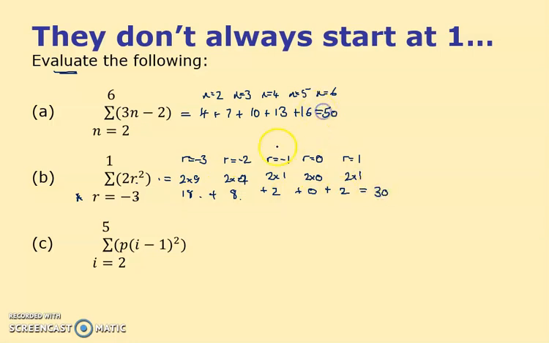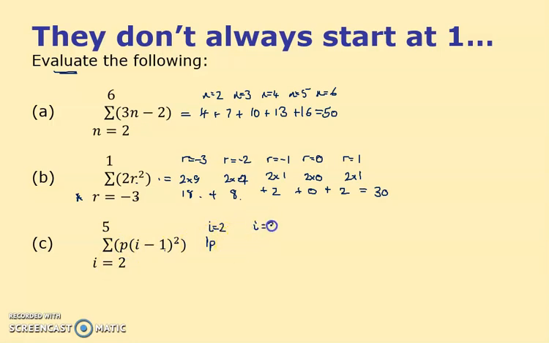So I've done 2 so far. This one looks a bit horrible, doesn't it? We go i equals 2. So I put 2 into that. 2 take away 1 is 1. Square it is still 1. Times by p is 1p. Don't know what p is.